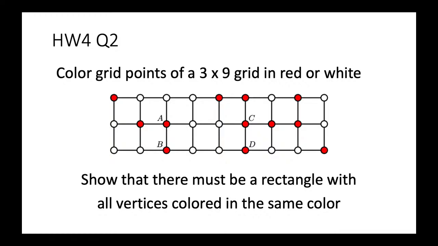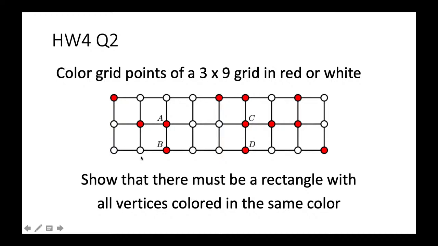Now question 2 talks about coloring of a grid. So in this problem, we have a 3 by 9 grid. So there's 1, 2, 3. One column has 3 grid points. We have 9 columns. Altogether, we have a 3 by 9 grid. And then we want to color the grid points here, each one of them either red or white. We want to show that no matter how we color the grid points, we must be able to find a rectangle. For instance, this one, this one, this one, this is a big rectangle, right? And also maybe this one, this one, this one, this one. There are many rectangles here.